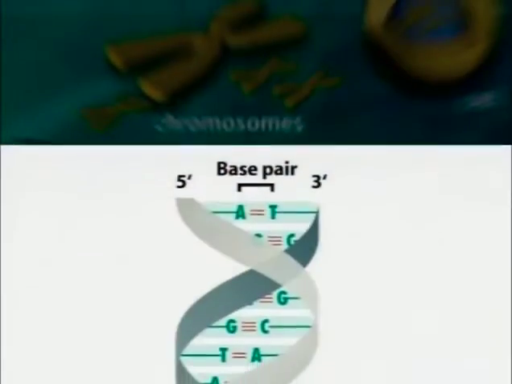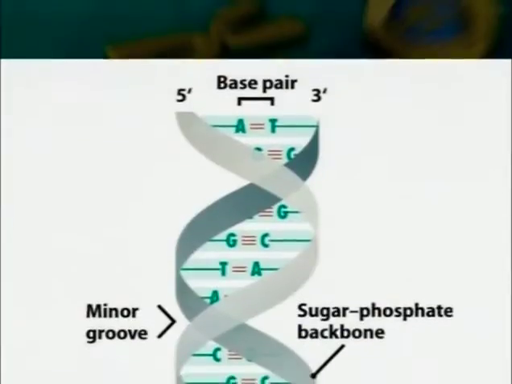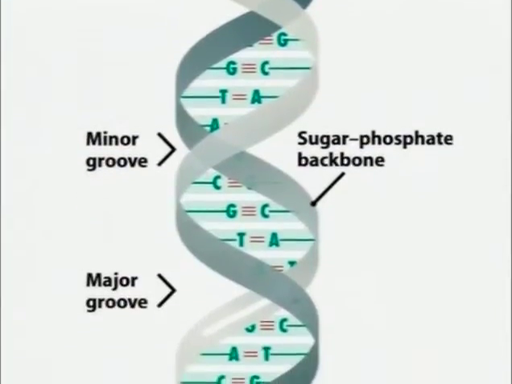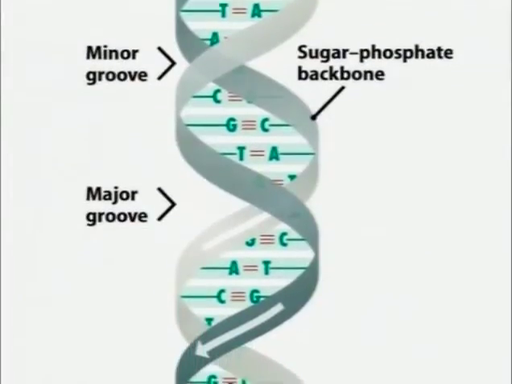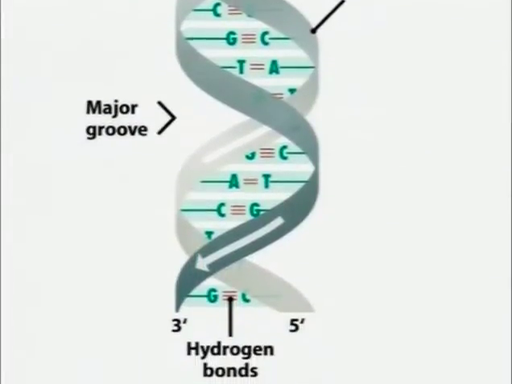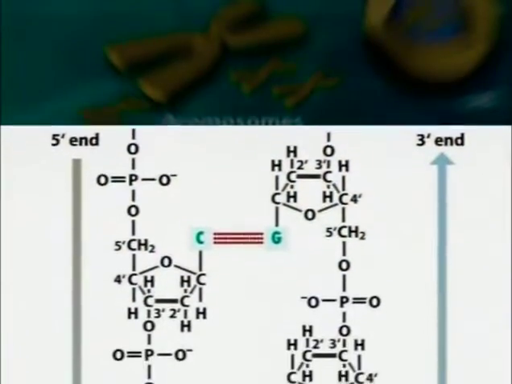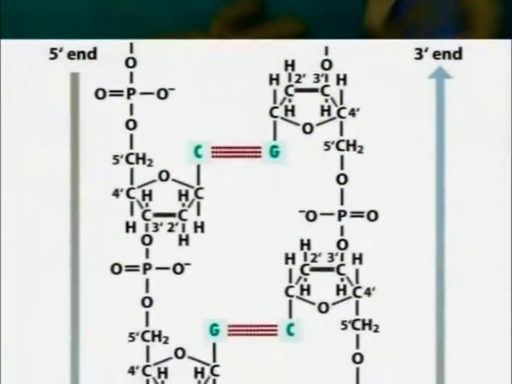The spatial relationship between these strands creates a major or larger groove and a minor or smaller groove between the two strands. In the Watson-Crick structure, the two strands of the helix are antiparallel.